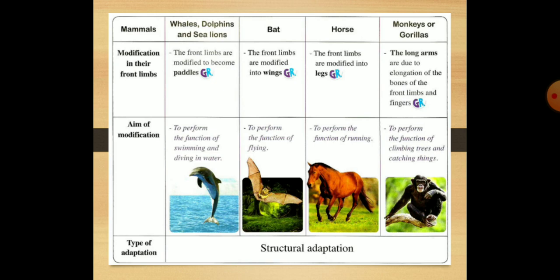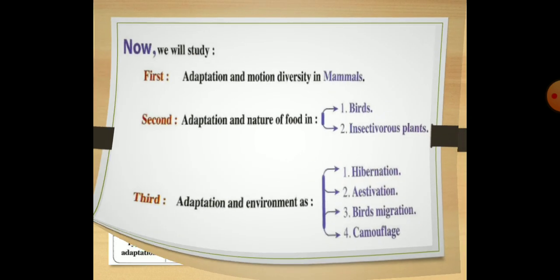And about monkeys and gorillas, the long arms are due to elongation of the bones of the front limbs and fingers to perform the function of climbing trees and catching things. The type of adaptation here is structural adaptation. Perfect.